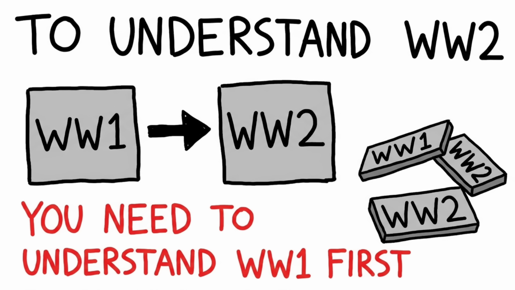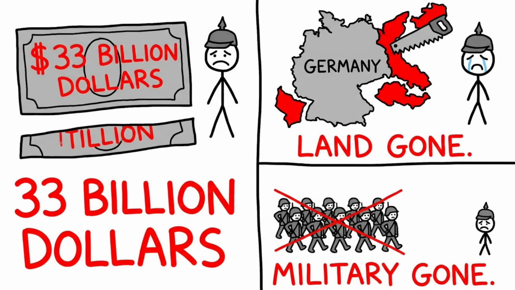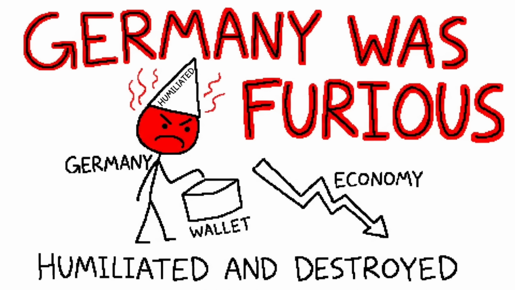To understand World War II, you need to understand what happened after World War I. And what happened after World War I was a complete disaster. When WWI ended in 1918, the winning Allied powers sat down at the Paris Peace Conference and wrote the Treaty of Versailles. And they basically handed Germany the world's worst bill. Germany had to accept full blame for the war, pay reparations worth roughly $33 billion, the equivalent of hundreds of billions today, give up huge chunks of territory, and drastically shrink its military. Germany was humiliated, economically destroyed, and absolutely furious.